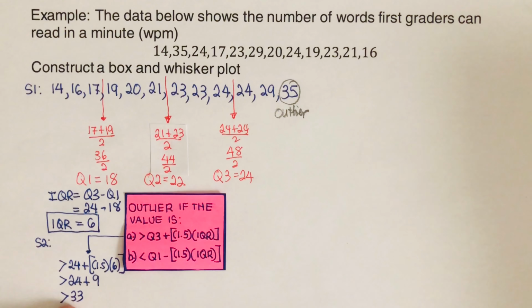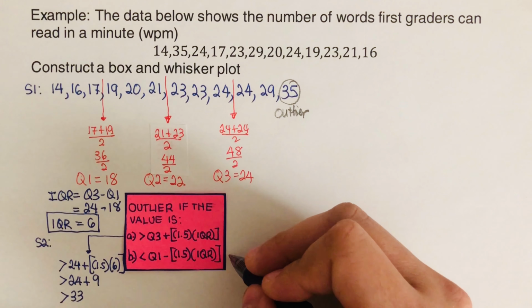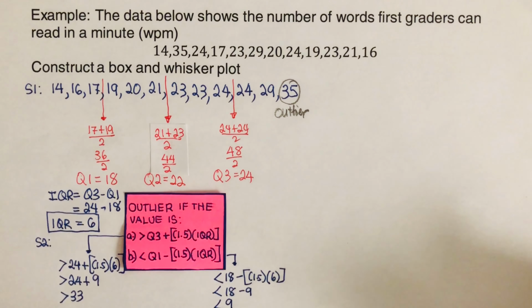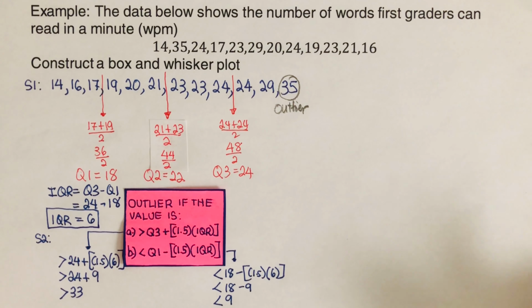Now let's determine what value is way too small. So we're going to use this second condition right here. So we have anything less than Q1, which is 18, minus 1.5 times IQR, which is 6. So that is less than 18 minus 9. So anything less than 9 is an outlier. So in this problem that we have here, we have 14 as the lowest. So there's nothing less than 9. So we don't have a value that is way too small.